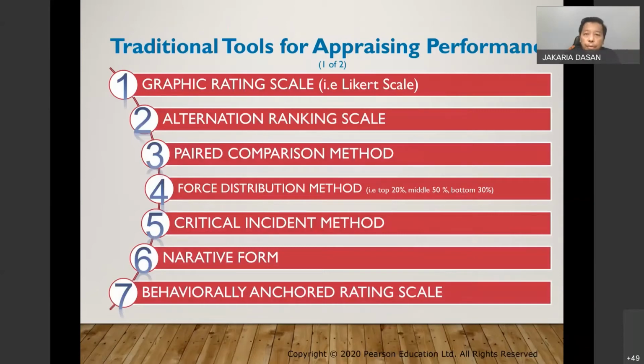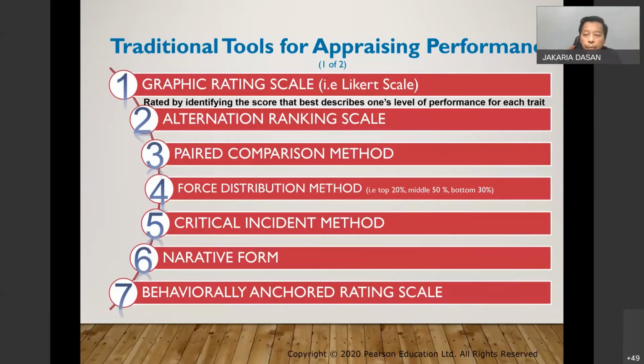These are some of the tools used by employers in appraising performance. The first one, and I think this is the popular one, is the graphic rating scale. If you have time to look at research articles, you will usually find the word Likert scale, from 1 to 5, 1 to 7, and so on, from worst to the best, for example. So this is the graphic rating scale I'm talking about.